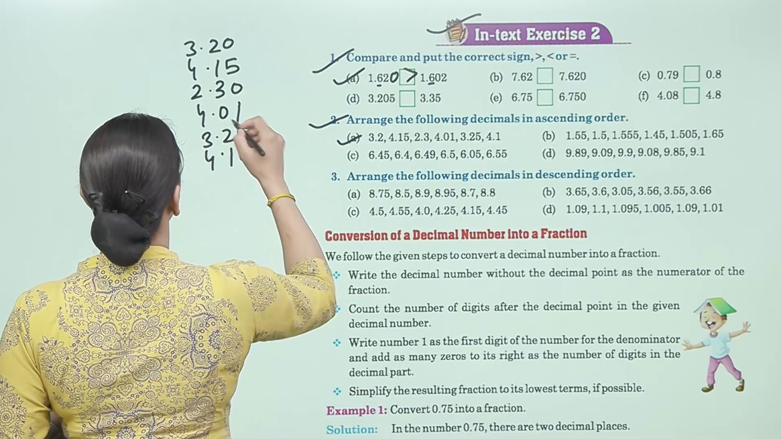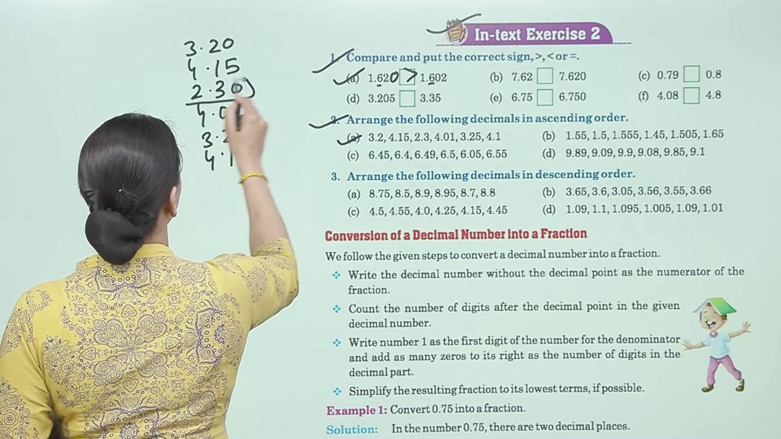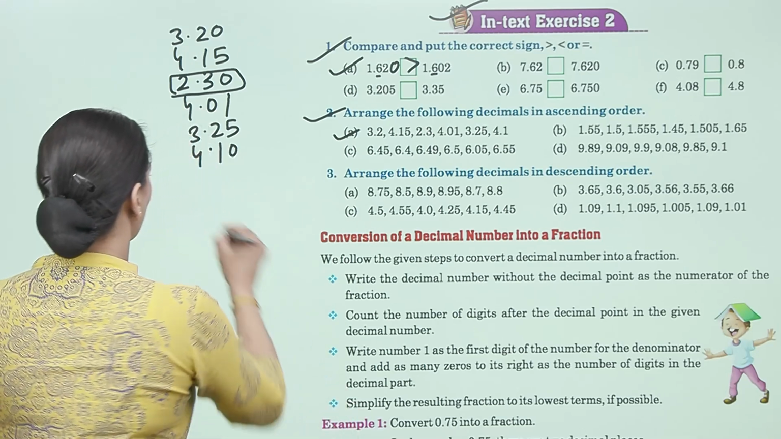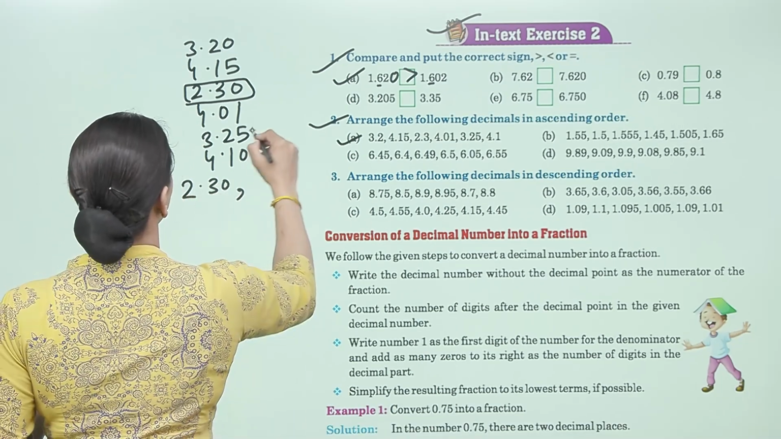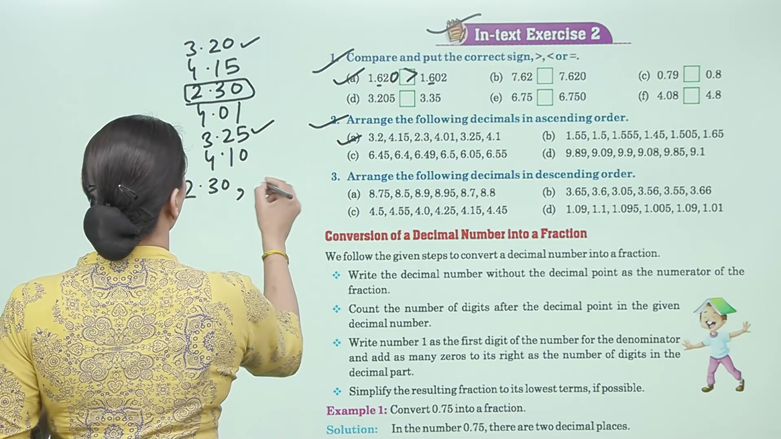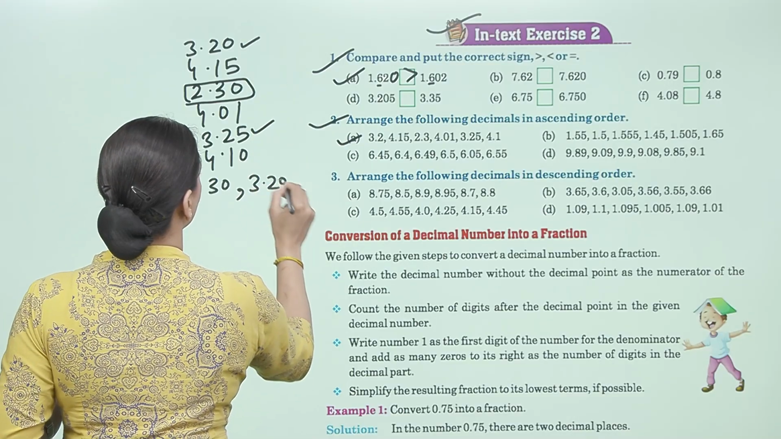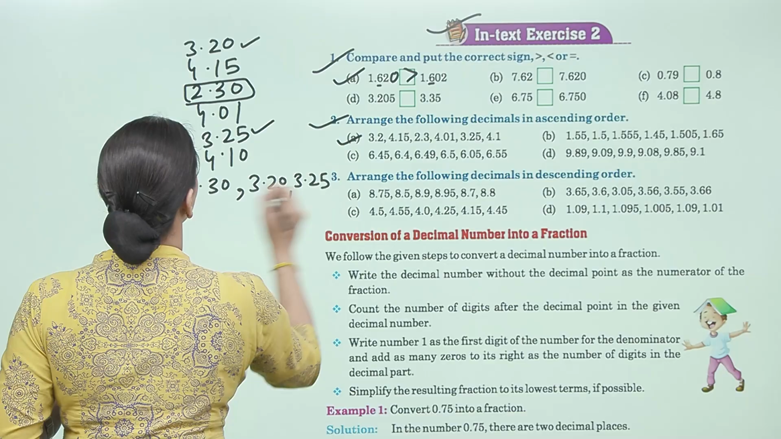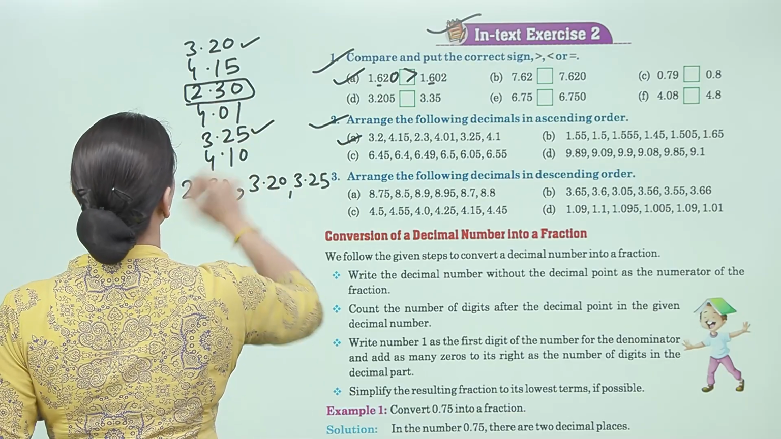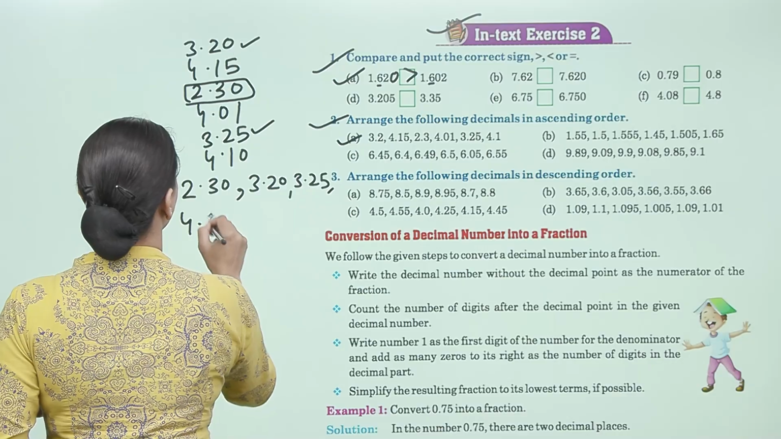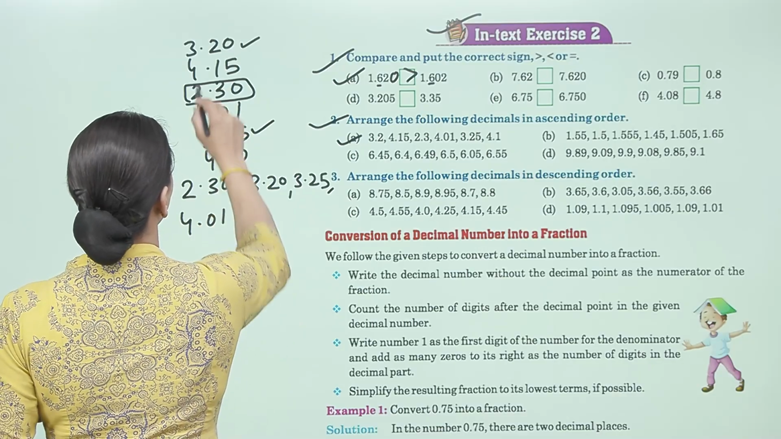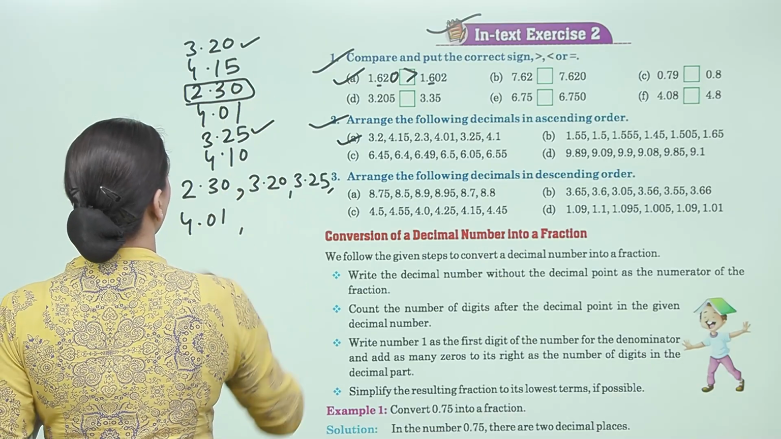Now in ascending order, the smallest number is 2.30. After that 3.20, then 3.25. Now next is 4, 4 and 4. 4.10, 4.01. So next is 4.01, then 4.10, then 4.15.